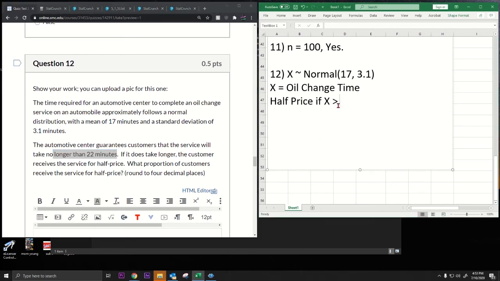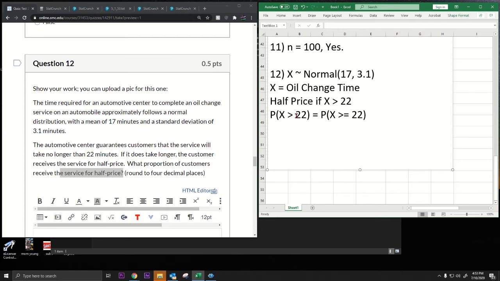So it's half price if it's greater than 22. What we're looking for is what proportion of customers receive the service for half price. So we're looking for the probability that X is greater than 22. By the way, since it's continuous, that's equal to the probability that X is greater than or equal to 22. Those are the same thing for a continuous random variable. Everybody with me here? Got the mean, it's normally distributed, so we're about ready to go to StatCrunch and find the answer.